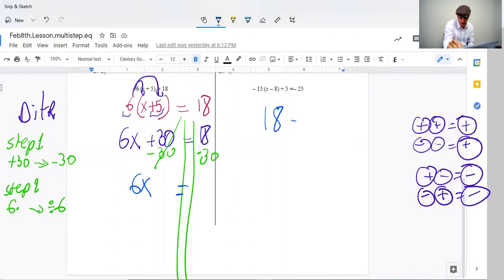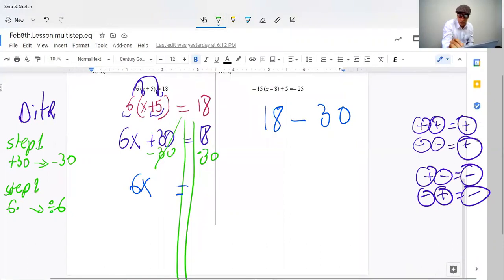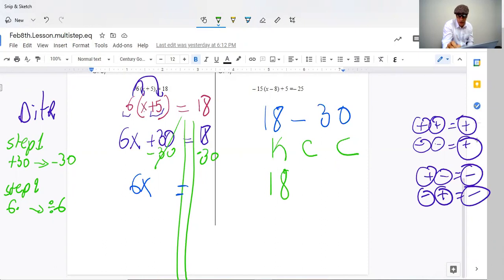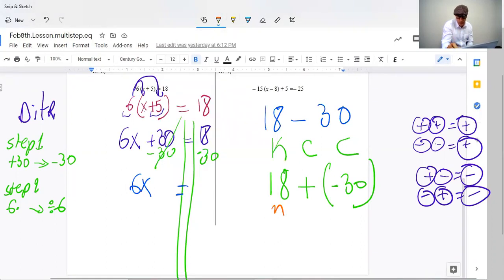We need to remember how to do subtraction. 18 minus 30, this is subtraction. And when we have to subtract, we have to change it to addition, KCC. Keep the 18, change the subtraction to addition, and change the 30 to minus 30. Okay, now it's addition. The first one is positive, the other one is negative.